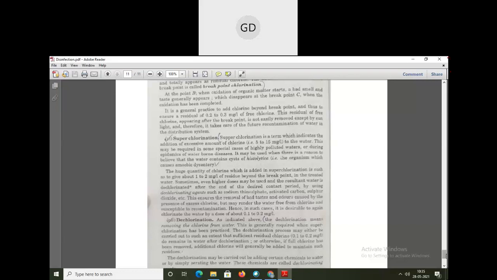Then we come to dechlorination, the final step of chlorination. It means when you remove the chlorine from the water, that is known as dechlorination, as simple as that.